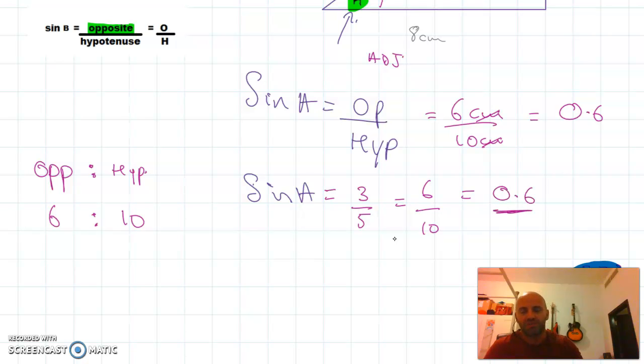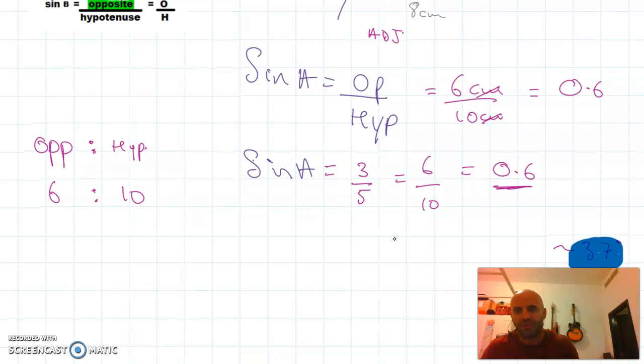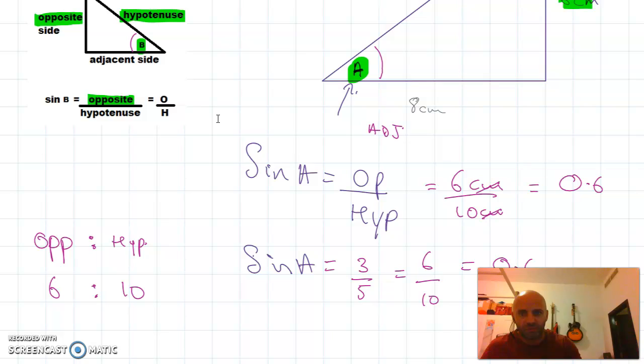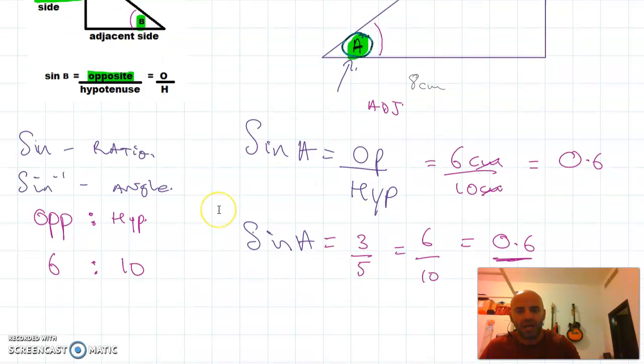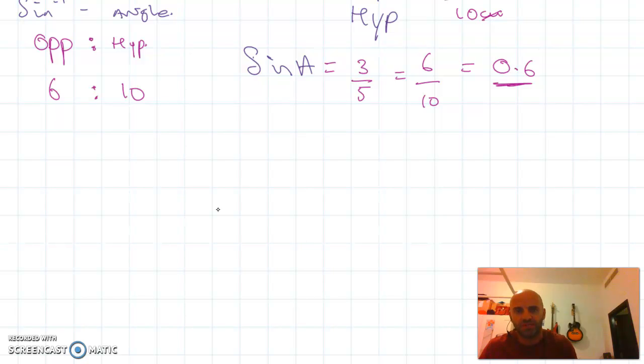What does that actually mean, or how is it of use to us? Well, it becomes more useful to us when we do the opposite operation. So the sine function gives us a ratio, while the sine inverse function gives us back the angle. Okay, so if I want to calculate the angle A, then what I do is I take the sine inverse of both sides of the equation.